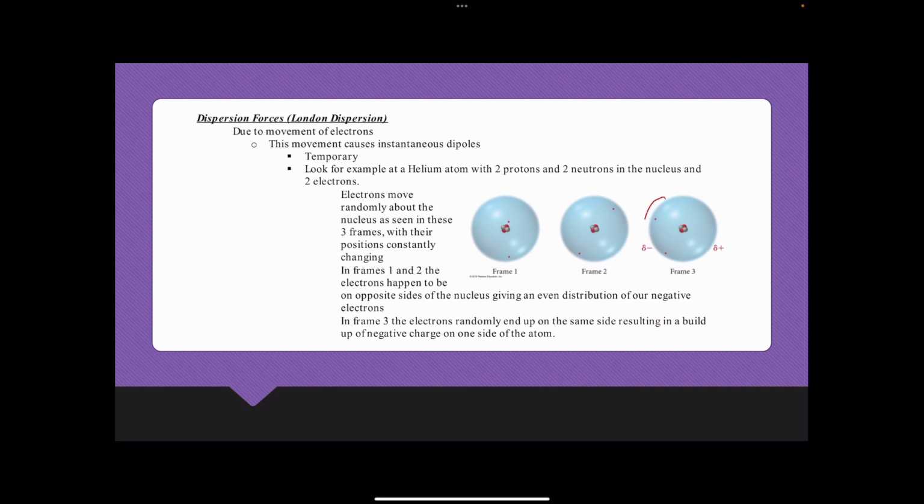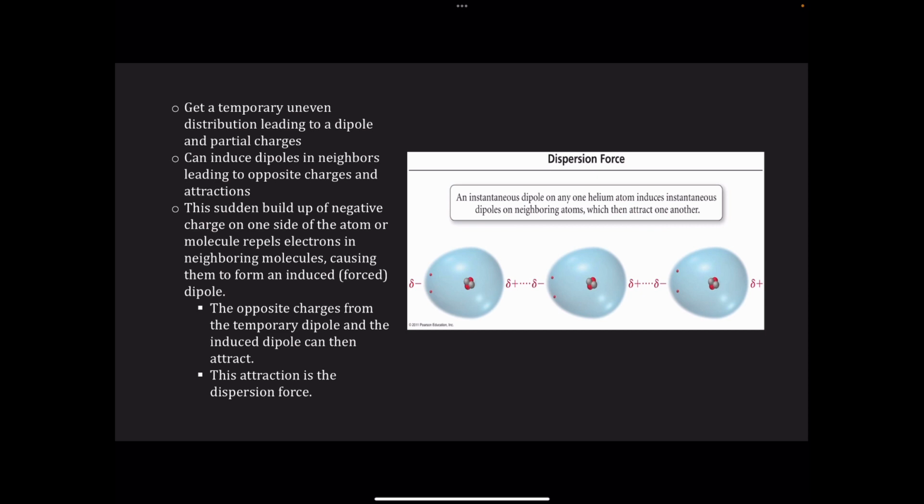Here they're on the same side, resulting in that sudden buildup of negative charge on that one side of the atom. So in that particular moment, we have one side partially negative, the other side partially positive. So that gives us that temporary uneven distribution of electrons, leading to a temporary dipole and partial charges. Now, if that helium atom is sitting all by itself, we're going to have this random fluctuation between no dipole and a dipole. Now, this becomes significant if that atom is near another atom.